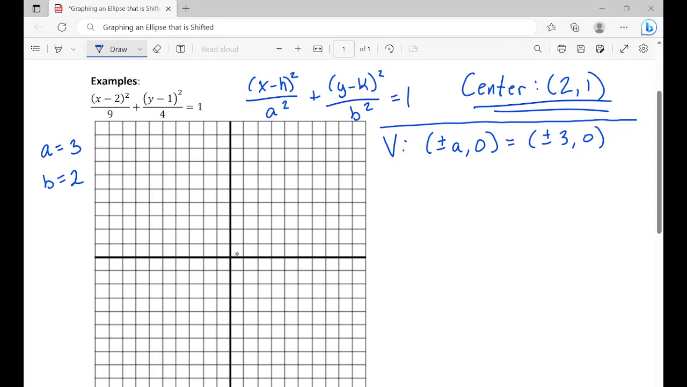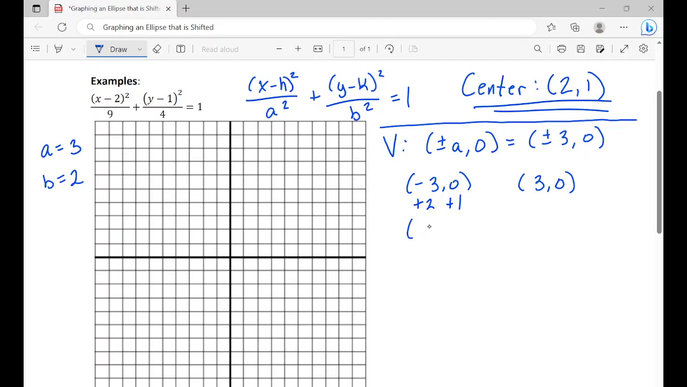And the best way to know how we shifted is to look at the center. Since it's no longer at the origin, it's at 2 and 1, so it's shifted 2 positive on the x-axis and 1 positive on the y-axis. And since we have 2 vertices, we need to break it up into 2 separate points. So we're going to have a negative 3, 0 and a positive 3, 0. And now we're going to add 2 and 1 to both.